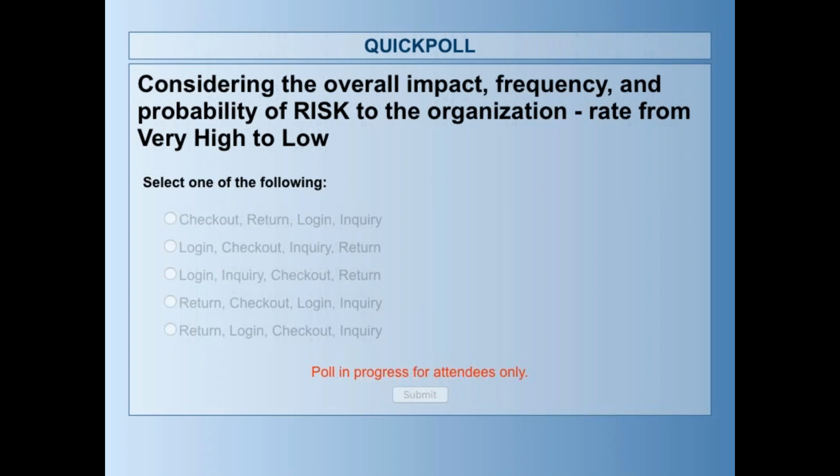You should see the first option is checkout, then return, then login, and then inquiry. Again, this is going from very high to low. The next one is login, checkout, inquiry, return. The next one is login, inquiry, checkout, return, and so on. You can obviously read them. So you're asking yourself, if this functionality fails in production, what's the risk to our organization? We're going to give the audience about 10 more seconds to answer. We appreciate everybody's feedback so far.